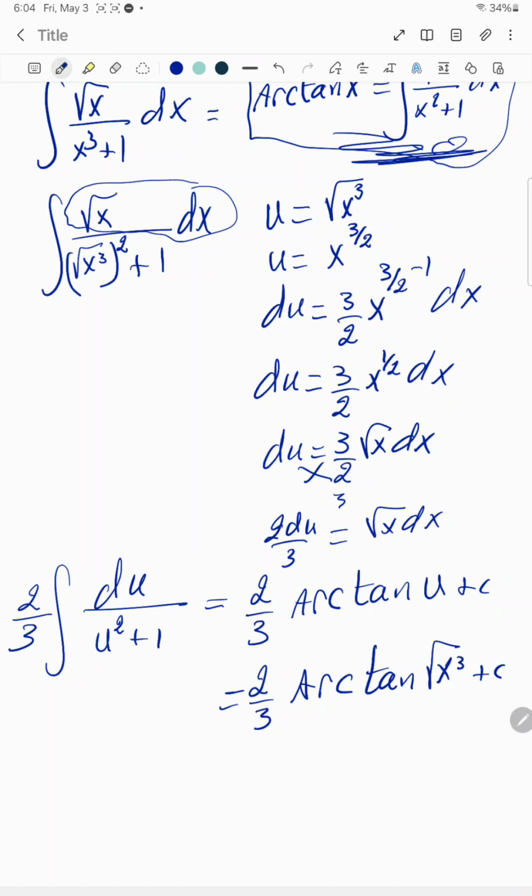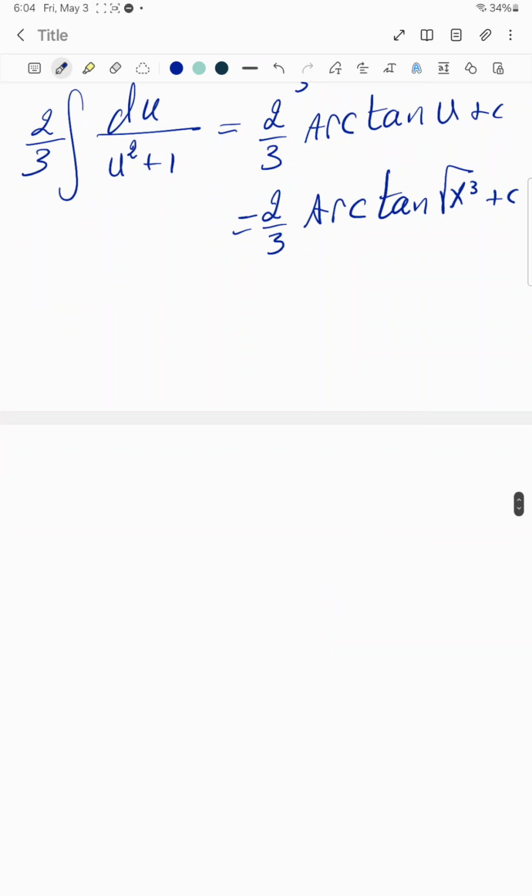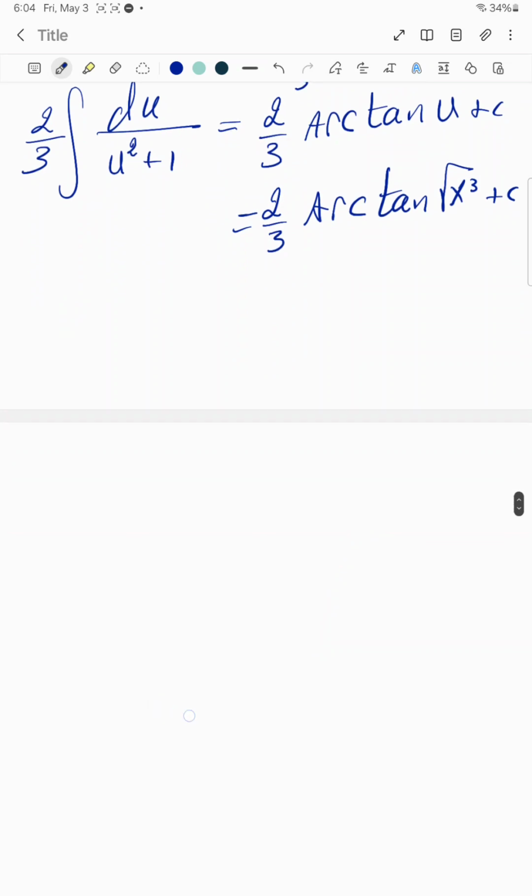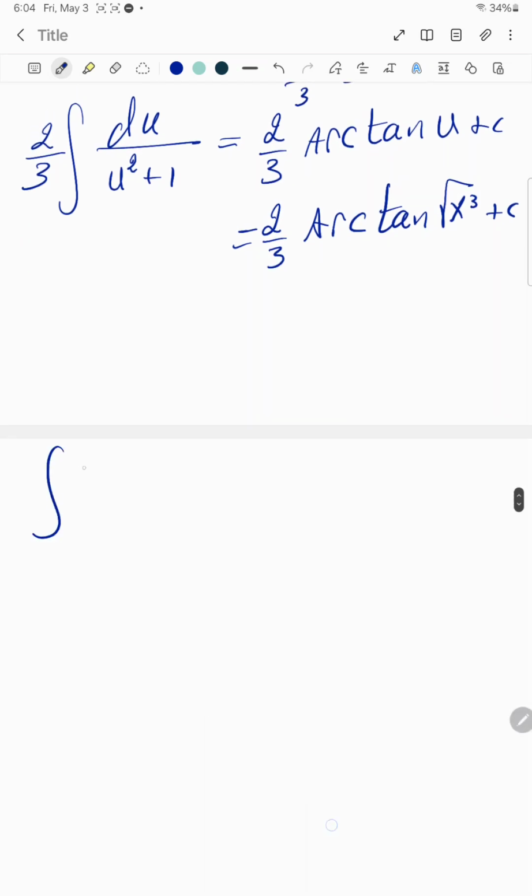And that's my second example. Let's do another example here. The second example that I will do is the integral of 1 over sine x cosine cubic of x dx.